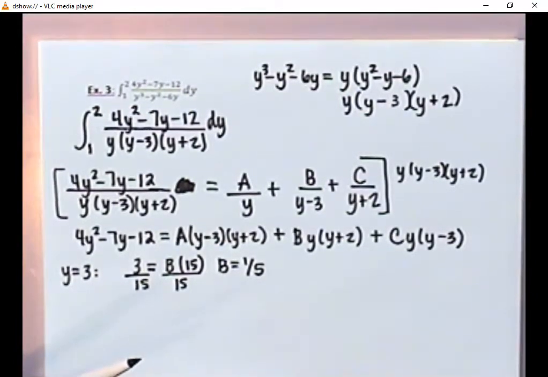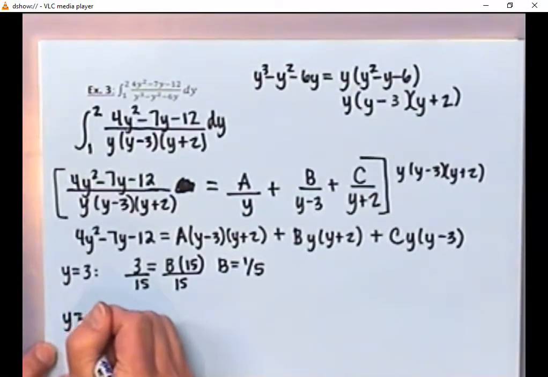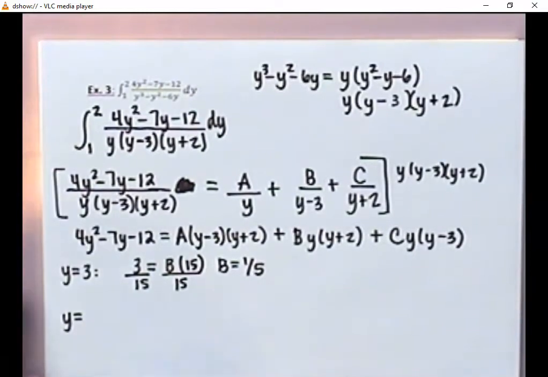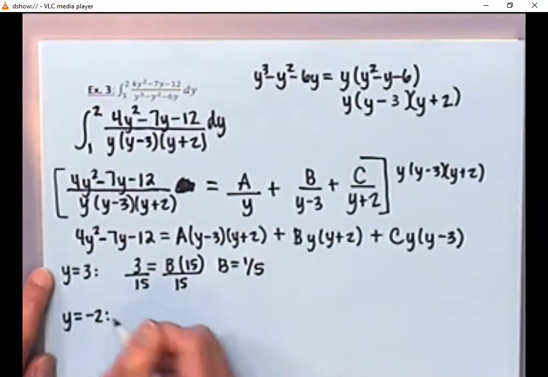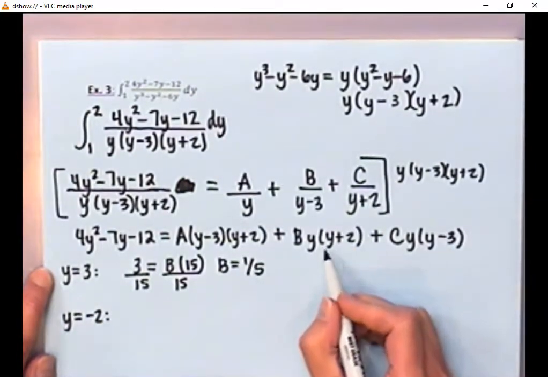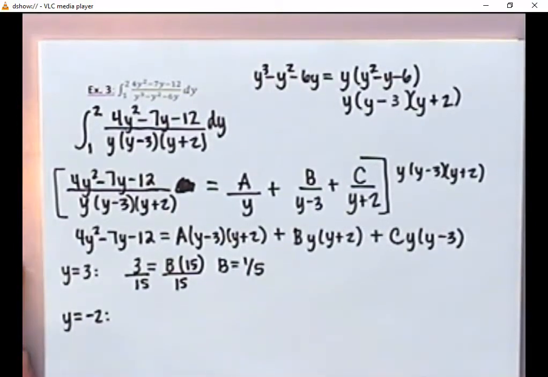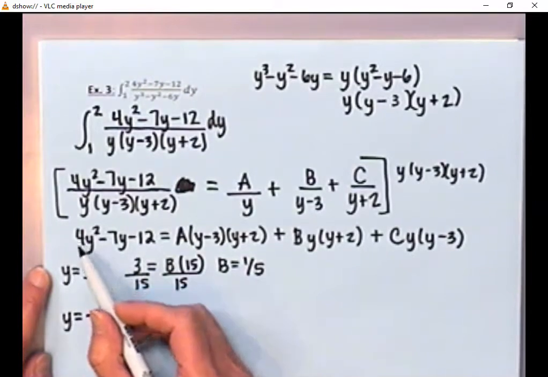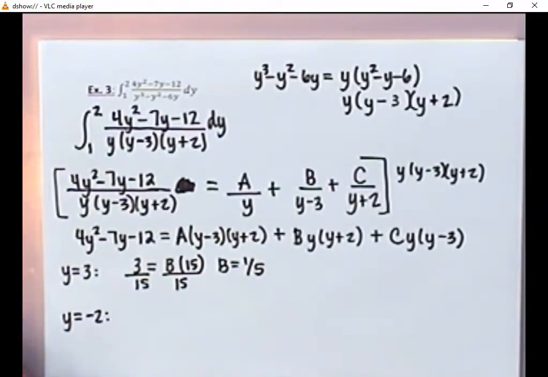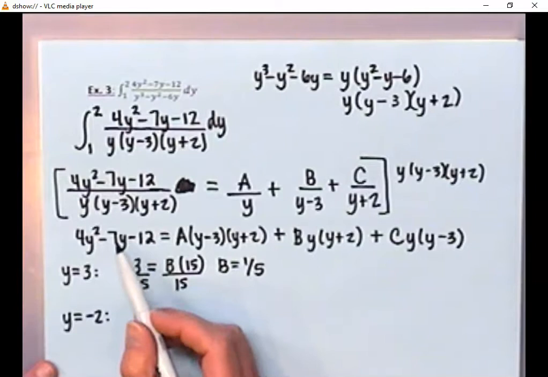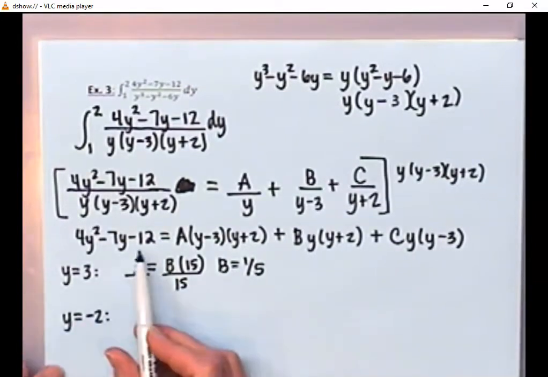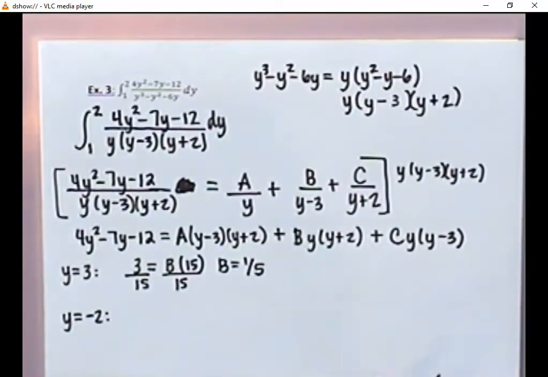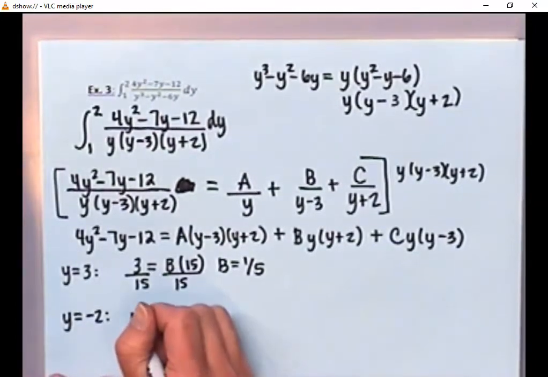Okay, so let's look at the next one here. So what else should we plug in besides 3? 2, negative 2, right? Negative 2 will be good because that will zero out this factor here. So, okay, let's get this one right. On the left, let's see. So negative 2 squared is 4. 4 times 4 is 16. Negative 2 times negative 7 will be plus 14 minus 12. I'm getting 18 on that one.